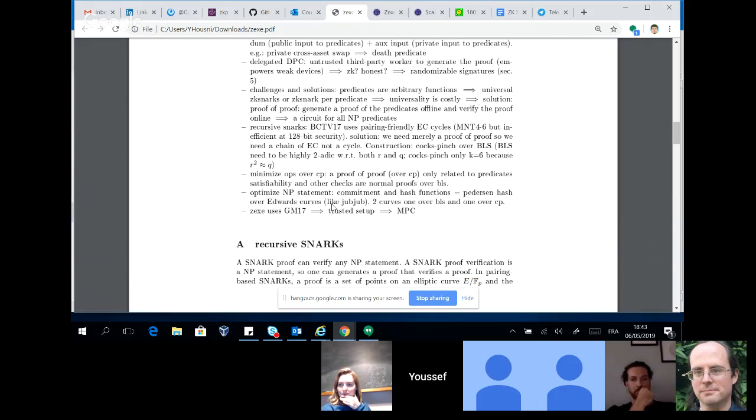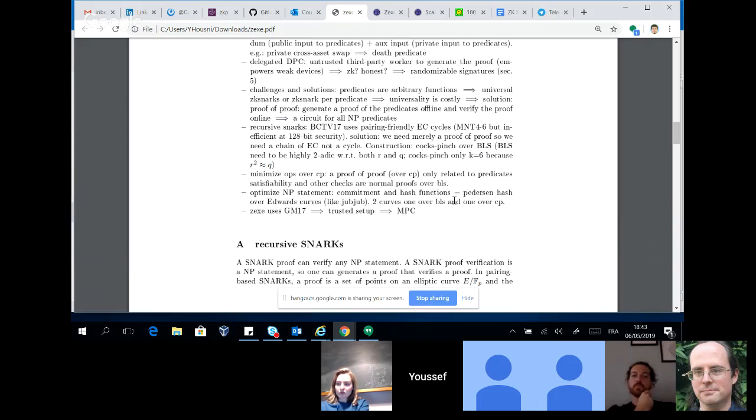So it will be tedious to do computations over it because it is twice bigger. So here they did so to minimize operations over the Cox-Pinch elliptic curve. So we have two elliptic curves. We want to minimize the operations over the elliptic curve that is heavier.